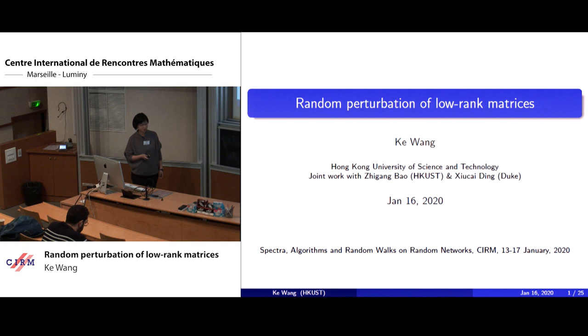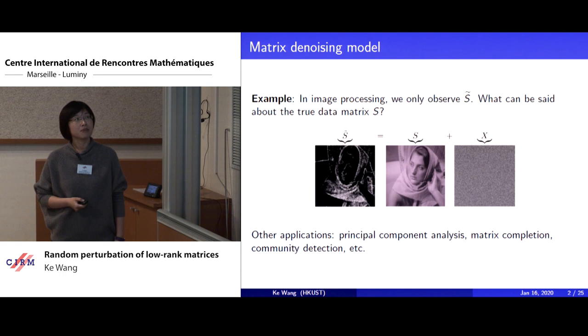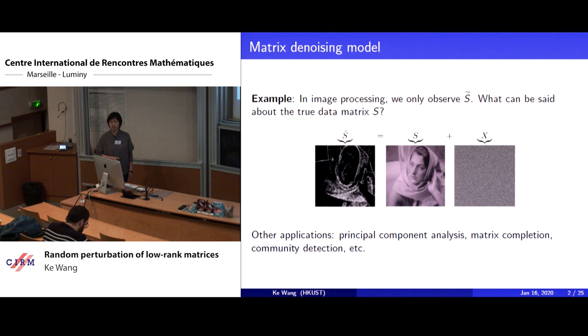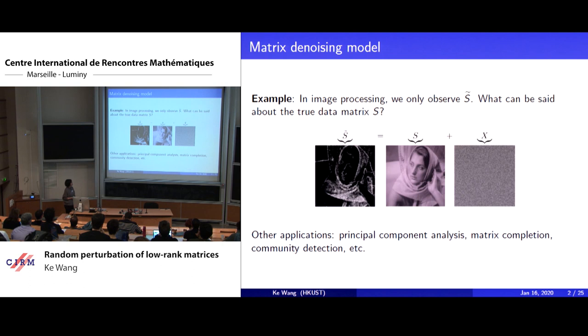So we start with a little bit of motivation. In many applied problems, say in image processing, usually people can observe a picture that is corrupted by some sort of noise. And so the target is to say something meaningful about the ground truth picture from this observation. And here we will just take this very simple model. This picture is obtained by a true signal picture with some additive noise. So such kind of setting also appears in other areas of math, say PCA, matrix completion. So in the talk, we focus on this very simple model.